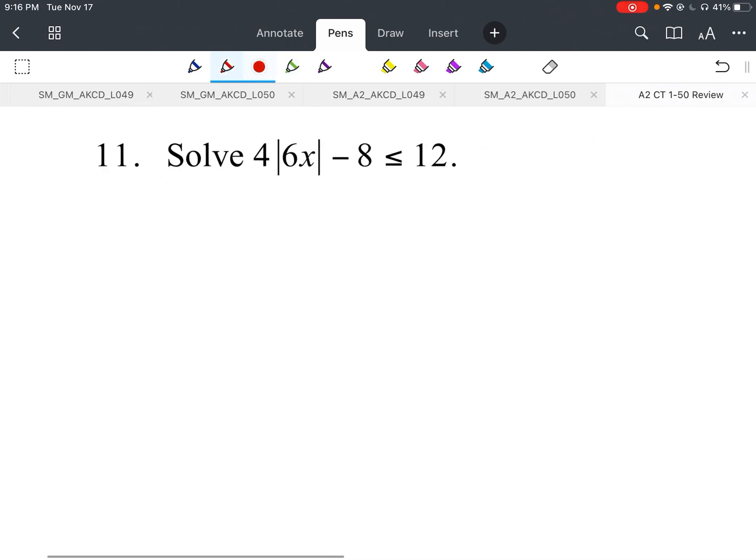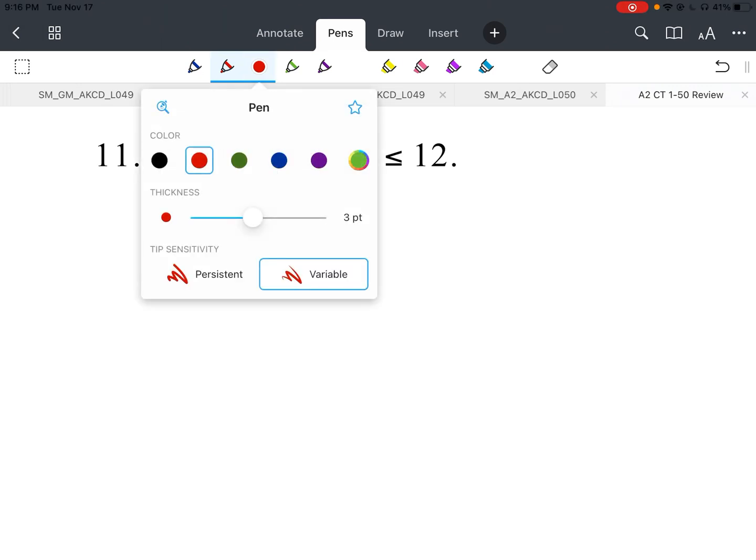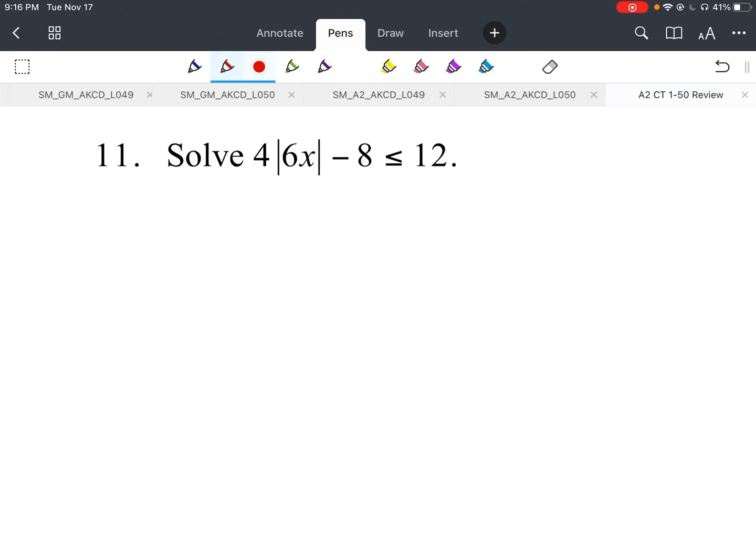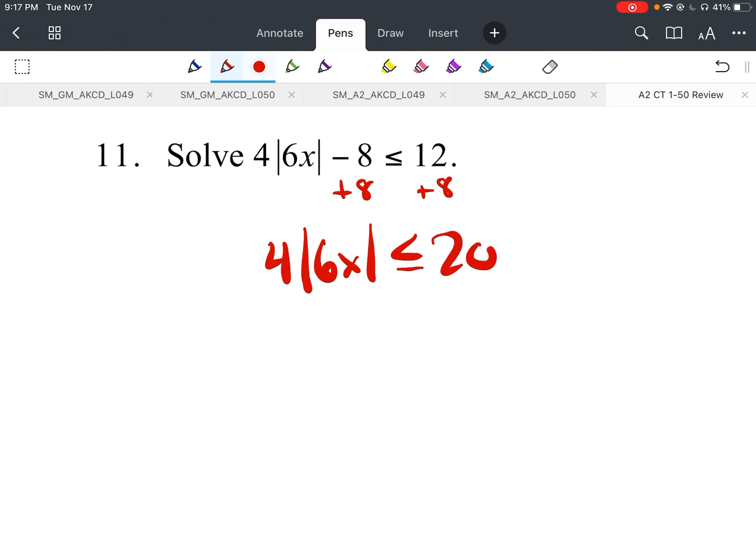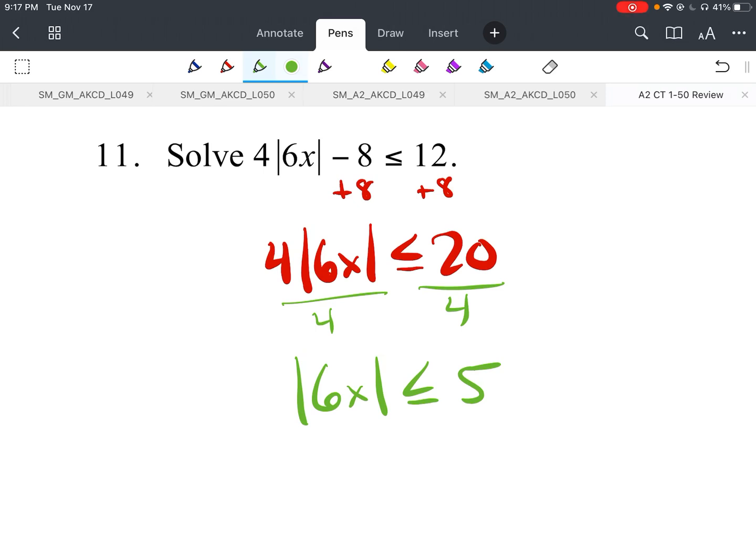All right, remember this one here. I think the easiest way, personally, is to write two cases, but it might be easier just to simplify this first. So let's isolate some things, and let's add 8, and this will be 4 times the absolute value of 6x is less than or equal to 12 plus 8, which is 20. Now, let's divide both sides by 4. That's allowed, right? We're not doing anything too fancy here. This is the absolute value of 6x is less than or equal to 5 now. And this problem just got a whole lot easier.